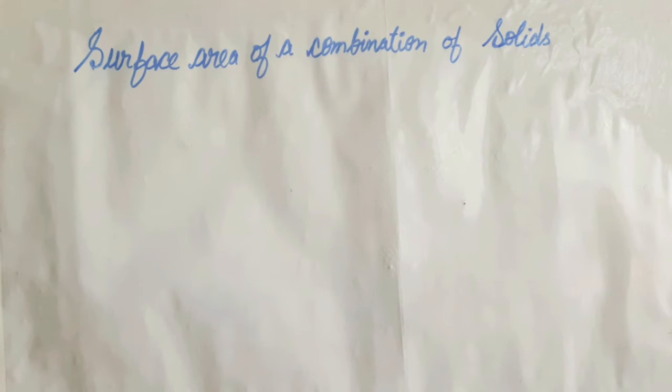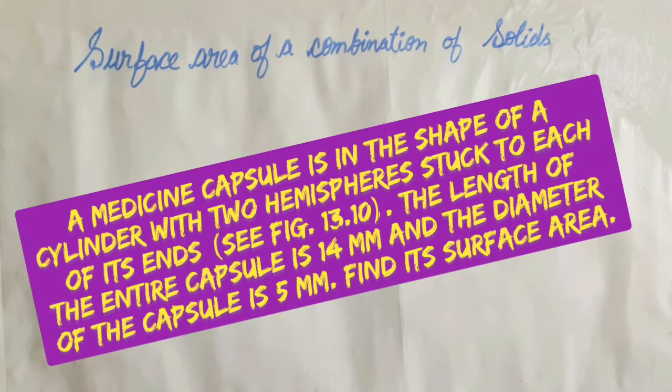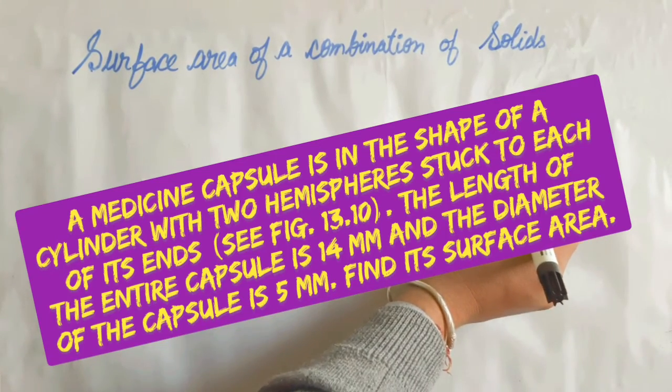So the question is, a medicine capsule is in the shape of a cylinder with two hemispheres stuck to each of the ends. The length of the entire capsule is 14 mm and the diameter of capsule is 5 mm. Find the surface area. So what is given in the question?